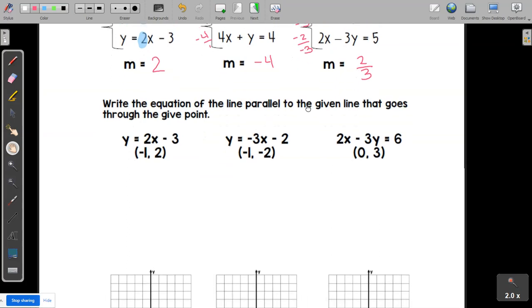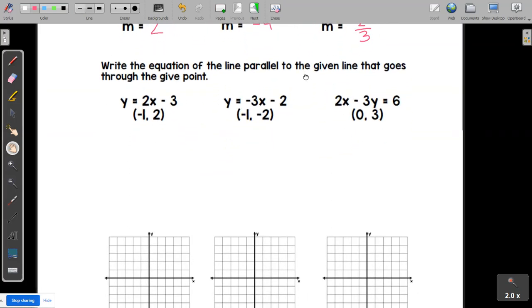Okay, now we are going to write the equation of the line parallel to the given line that goes through the given point. So we need to find a line that is parallel to this line that goes through this point. So we are going to start off with our formula, y equals mx plus b, slope intercept form. We need to know our slope. So our slope for this line is 2.